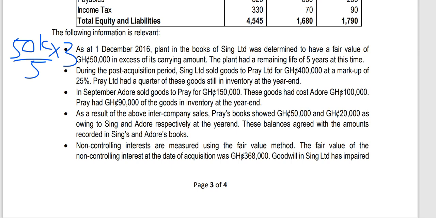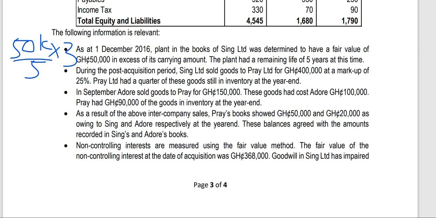During the post-acquisition period, Sing Limited sold goods to Pray for 400,000 at a markup of 25%. Pray had a quarter of these goods in inventory at the year end. So Sing sold goods, subsidiary sold goods. And because it's subsidiary, you can add it to the net asset working too, or you can report it separately. Do what works for you.